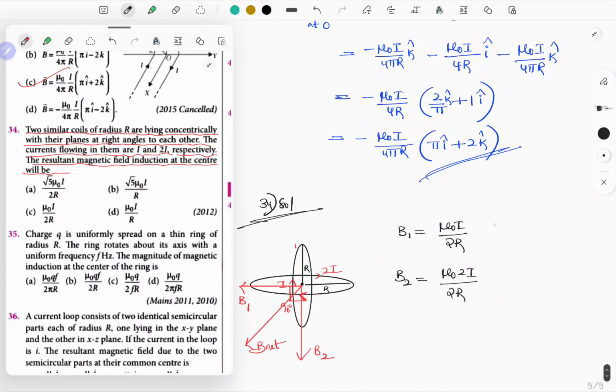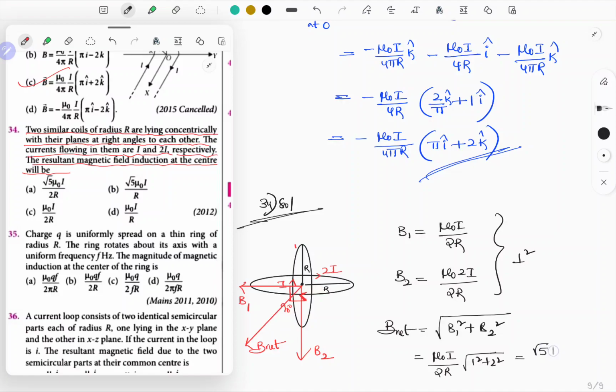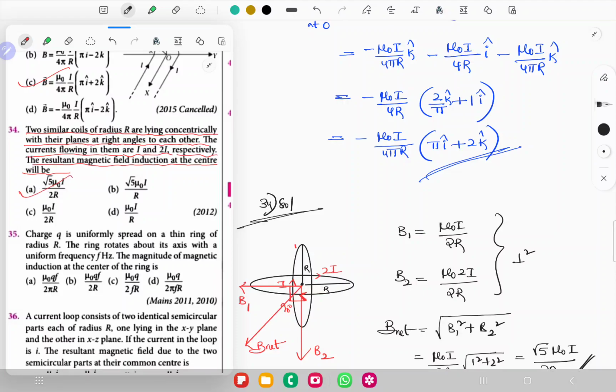As they are mutually perpendicular to each other, B net is equal to the square root of B1 square plus B2 square. If you observe, mu naught I by 2R is common, so just bring it out. I'm left with root of 1 square plus 2 square. So the final answer is root 5 times mu naught I by 2R. Which option matches? Option A is the correct answer.